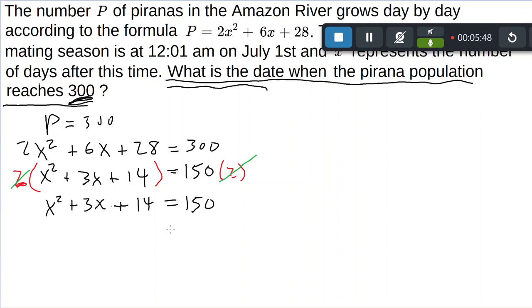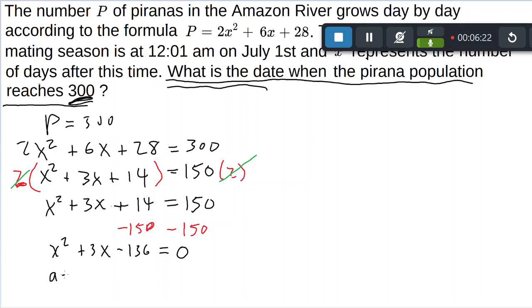Now, we need to apply the quadratic formula, but we're not ready to do that quite yet because we don't have 0 on one side. You need 0 on one side to solve most quadratic equations. So let's go ahead and do that calculation. 150 minus 150, of course, is 0. But what about 14 minus 150? It's going to be negative 136. So I get x squared plus 3x minus 136, right? Okay, so now we're ready to go.